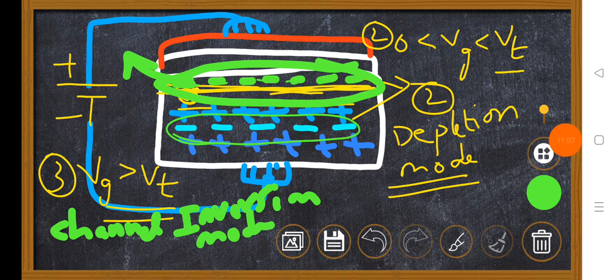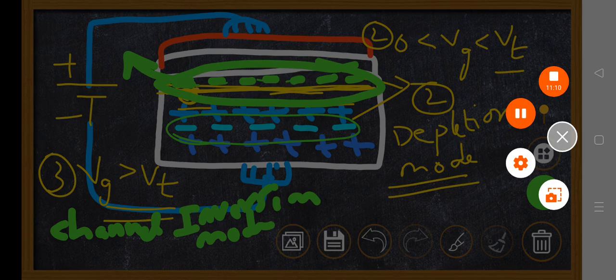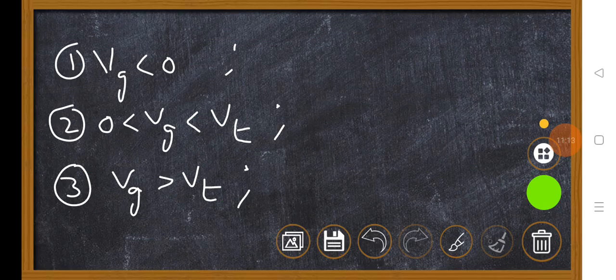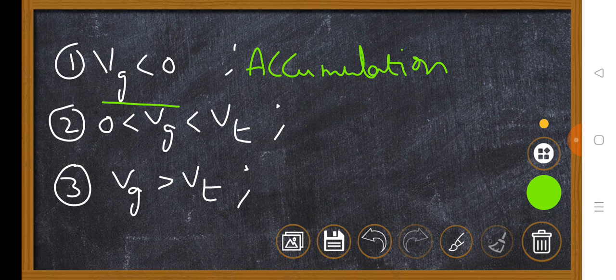Let's summarize the three conditions here. When the gate voltage is less than 0, which mode is it? Absolutely. Accumulation mode, where the holes are going to accumulate. Is it okay? Now when Vg is greater than 0, but not sufficient to pull the electrons to reach the destination, that means to form the channel, that means Vg lies between 0 and the threshold voltage.